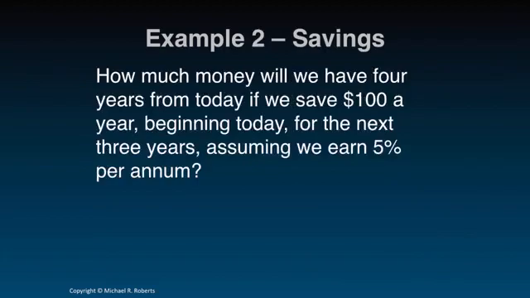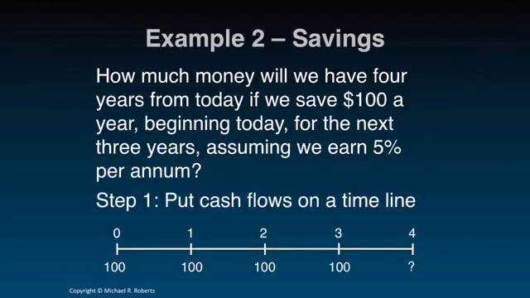Let's do a second example. How much money will we have 4 years from today if we save $100 a year beginning today for the next 3 years, assuming we earn 5% per annum? Step 1. Put the cash flows on a timeline. So we're saving $100 a year beginning today for the next 3 years. We're going to earn 5%, and I want to know how much I have after 4 years.